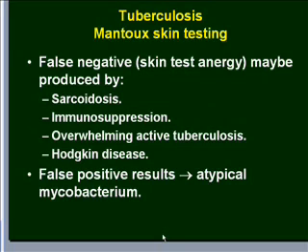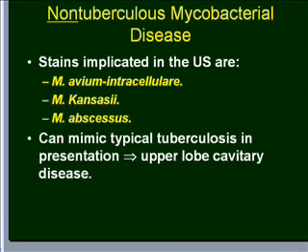So this is atypical, very important, and this is becoming very common in the United States. Mycobacterium avium intracellulare and Mycobacterium kansasii are very common. They mimic typical tuberculosis in presentation, and they are typically found in the upper lobe, producing cavitary lesions. So make sure you remember this is becoming a very important agent in the United States which can produce a tuberculosis infection.